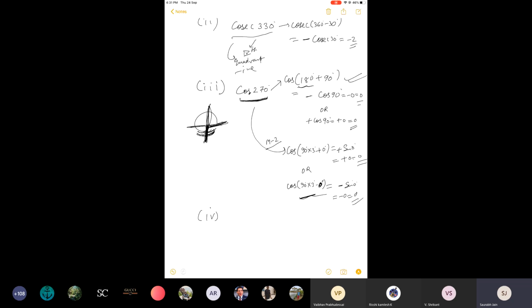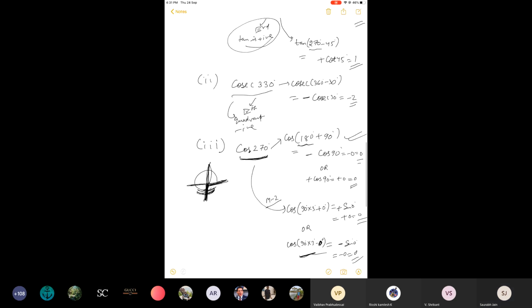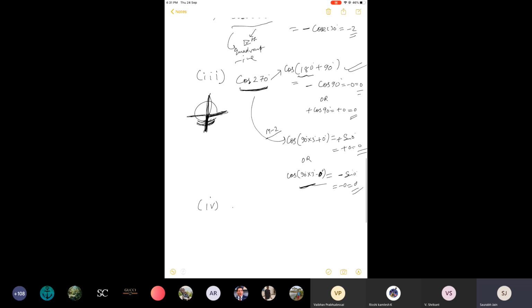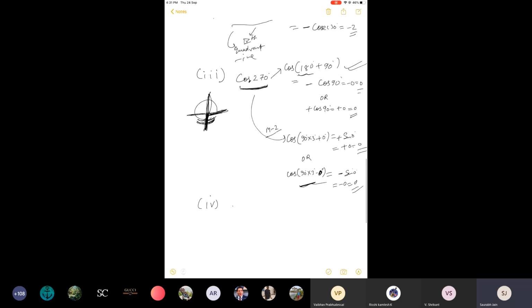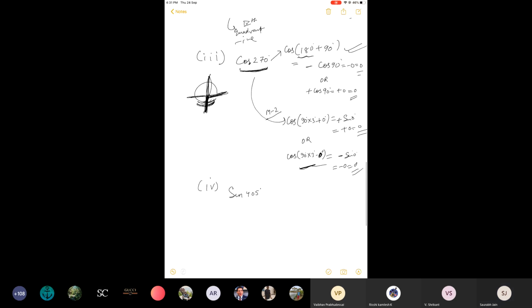Okay, find this fourth question now. Suppose you have to find sine of 405 degree. How to find it?